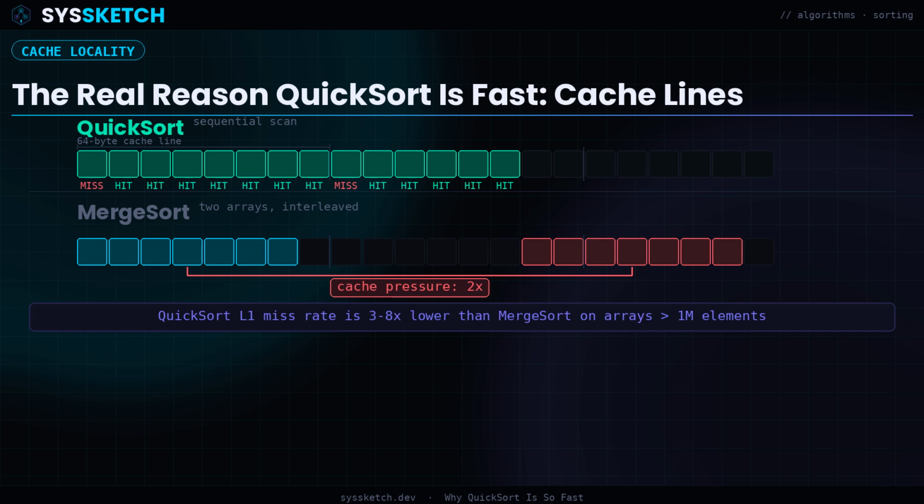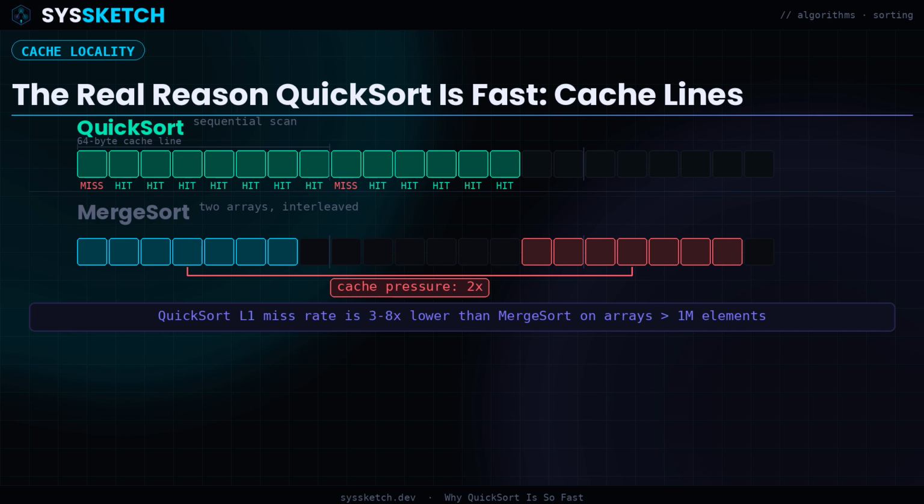MergeSort, by contrast, reads from two separate arrays simultaneously during its merge pass. Both arrays need cache lines, doubling the cache pressure. And because the two arrays are not adjacent in memory, the prefetcher cannot predict which line comes next. For arrays larger than 1 million elements, measured L1 miss rates show QuickSort missing 3 to 8 times less often than MergeSort.